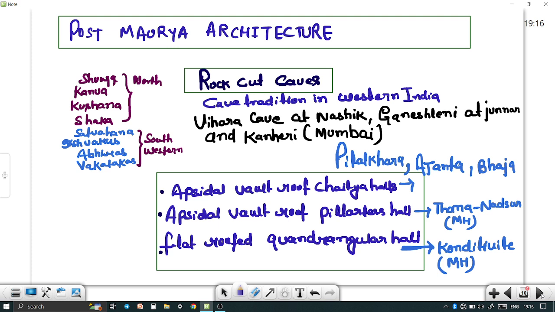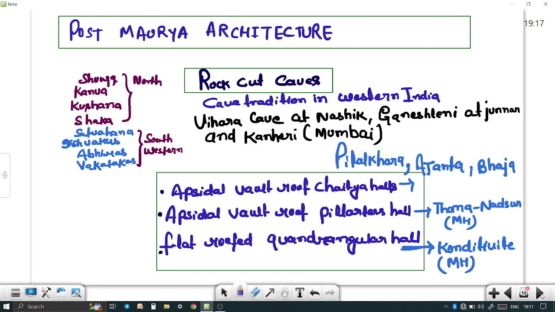First of the types is rock-cut caves. This period saw the development of two types of caves basically, that is the Chaitya and Viharas. These were also a question of UPSC 2013. So these caves were generally decorated with human and animal figures. They also had a courtyard and a stone screened wall.